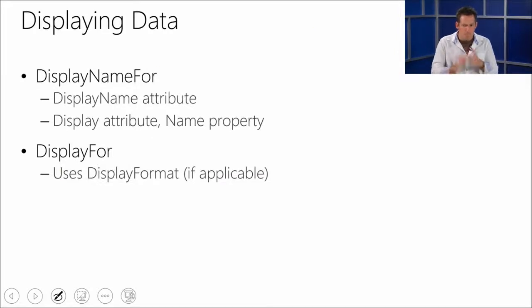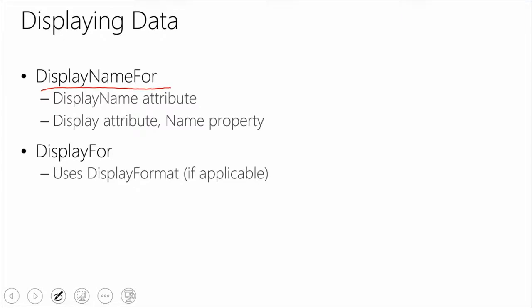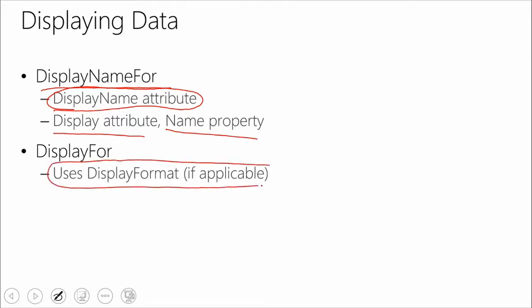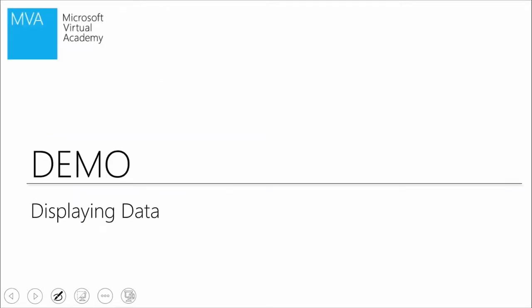Okay. So to display data, you'll notice DisplayNameFor, and that will go grab the display name attribute, or if you're using the display attribute, the name property. And then DisplayFor, the biggest thing that it will use is that display format.